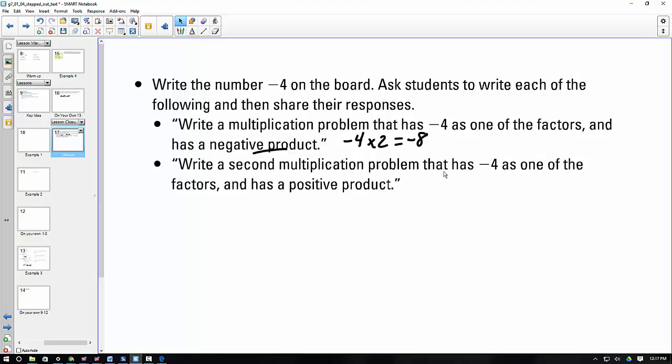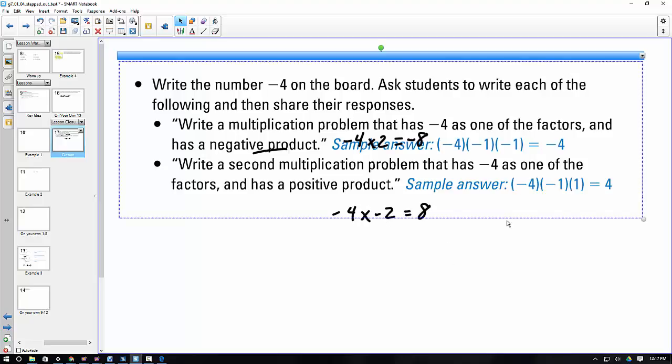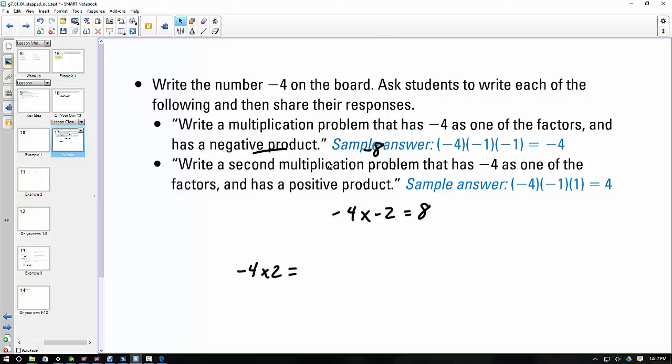And it says write a second multiplication that has negative 4 as one of the factors, but a positive product. So again, negative 4 times, I have to do something negative to make it positive, right? So I'll say negative 2. And this negative 4 times negative 2 equals positive 8. And here are some other examples that have the same exact kind of thing.